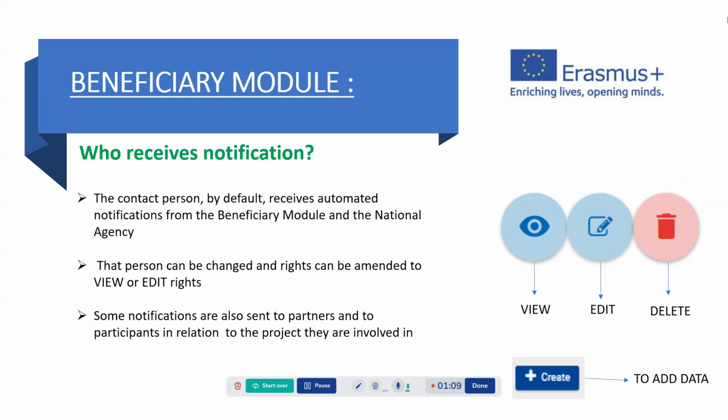You will receive some automatic notification from the beneficiary module. So the person who will receive those notifications is the contact person by default. That person can be changed and the rights can be amended to view or edit. On each page of the beneficiary module, you will have 3 signs. The view sign, which is a little eye, a little pen, which is to edit your project data, and a little bin, which is to delete. You always have a create button, a blue create button, also to add data. Some notification are also going to be sent to your partners and to your participant in relation to the project that they're involved in.